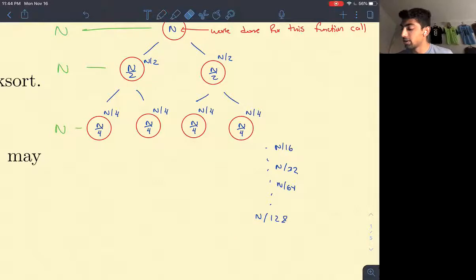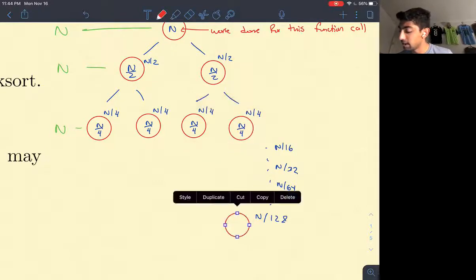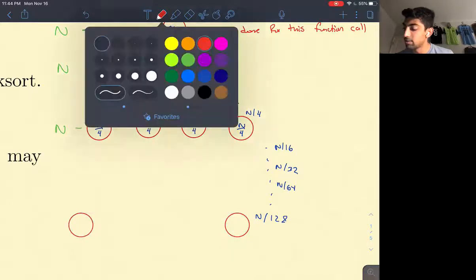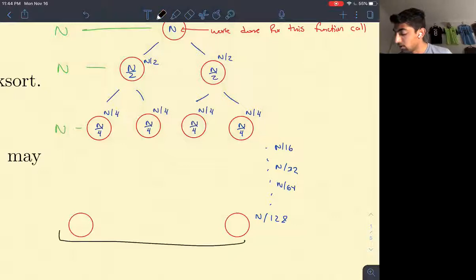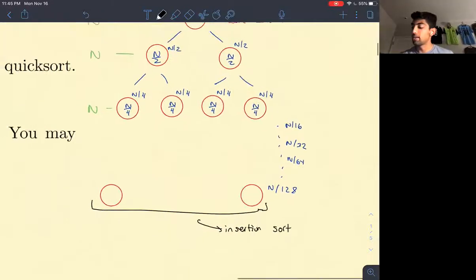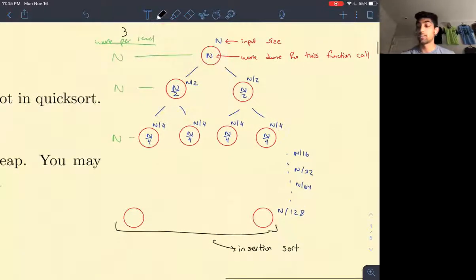After we get to this point, instead of continuously calling merge sort, for every single node at this level, it's going to be running insertion sort. All of these nodes are going to be running insertion sort. With this in mind, I'm going to break up the total runtime into two parts: the merge sort runtime plus the insertion sort runtime.